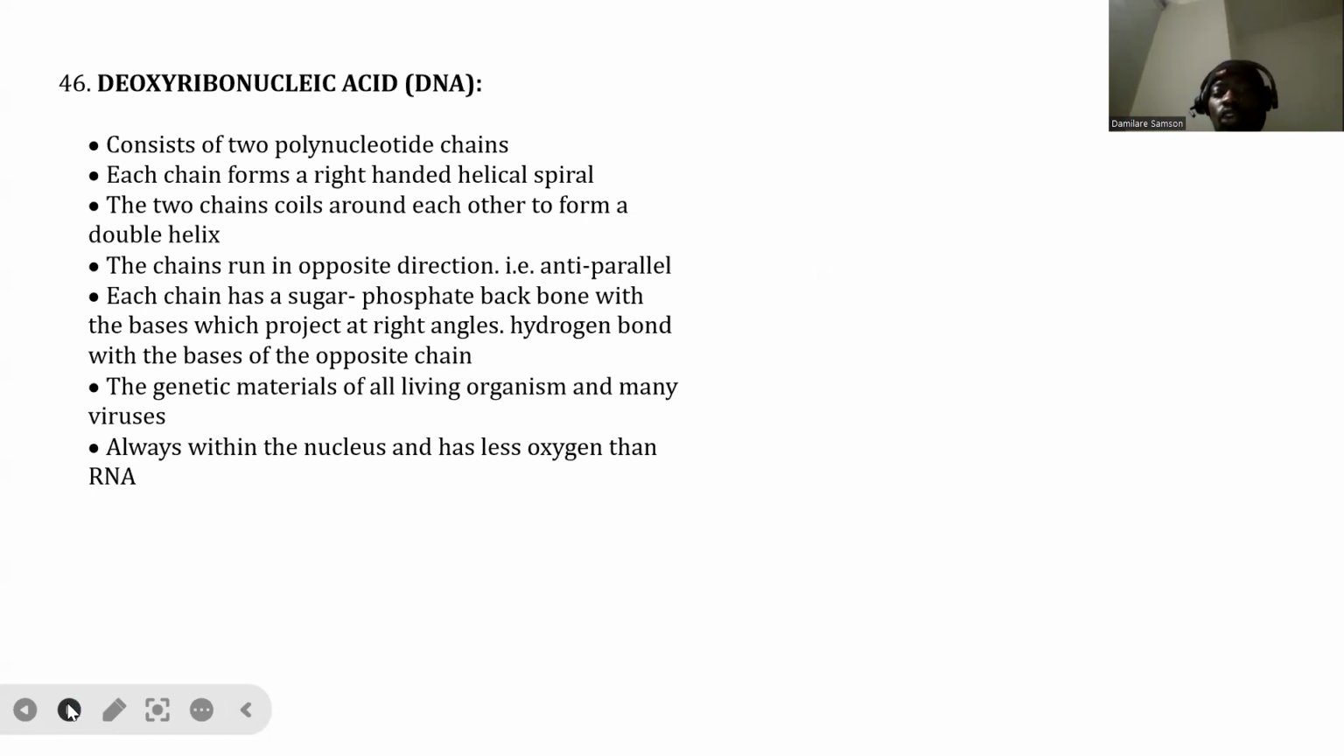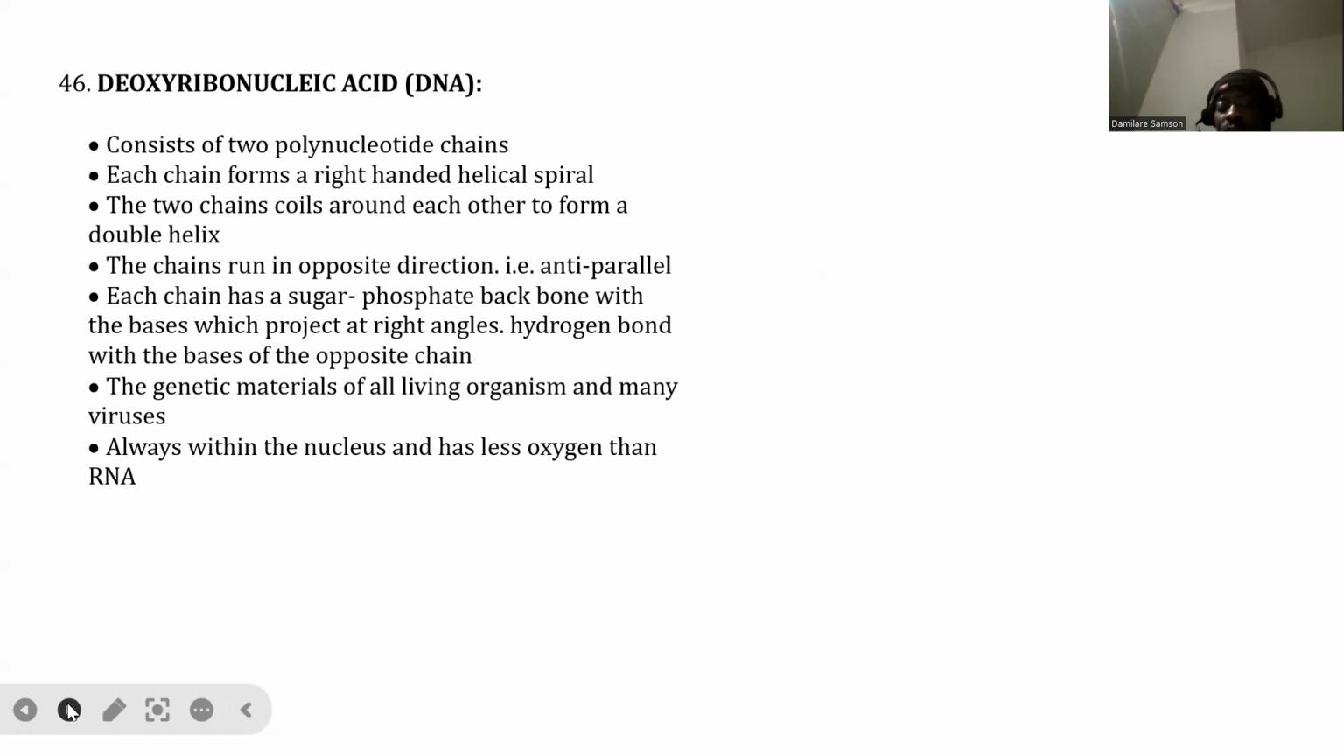The chains run in opposite directions. That's antiparallel. Each chain has a sugar-phosphate backbone. There's sugar, there's phosphate. That's the backbone for the nucleotides with the base. So they have the sugar, they have the phosphates, and they have the bases, which project at right angles, forming hydrogen bonds with the bases of the opposite chain.